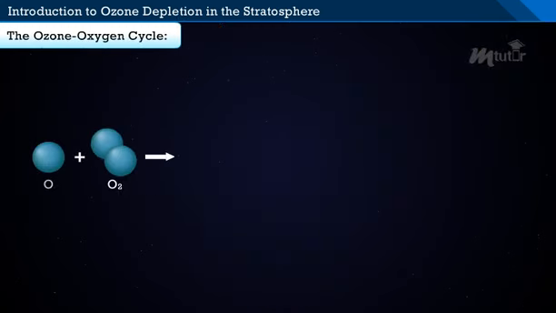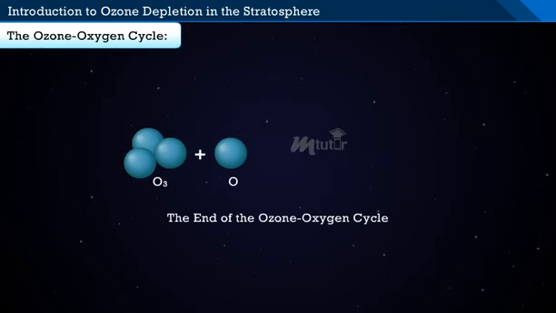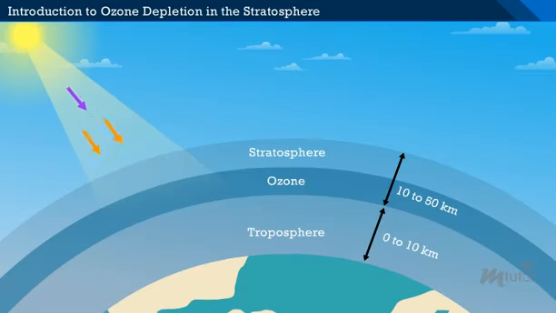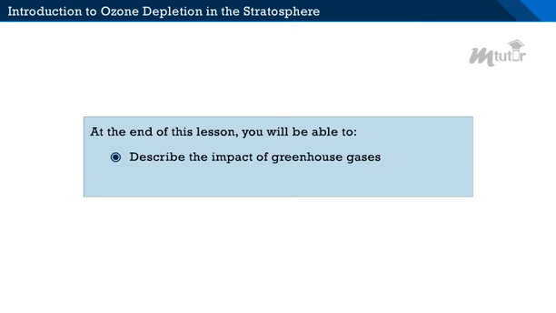As a result, ozone is constantly being created, while also being destroyed. When an ozone molecule reacts with an oxygen atom, 2 separate oxygen gas molecules are formed, bringing the ozone-oxygen cycle to an end. In this video module, we will learn more about this protective layer. At the end of this lesson, you will be able to describe the impact of greenhouse gases and explain the effects of the depletion of the ozone layer.